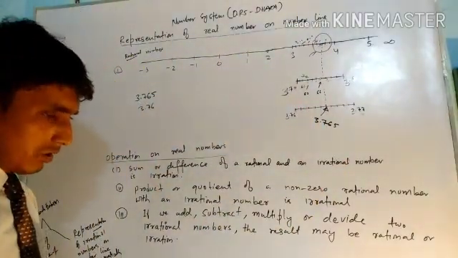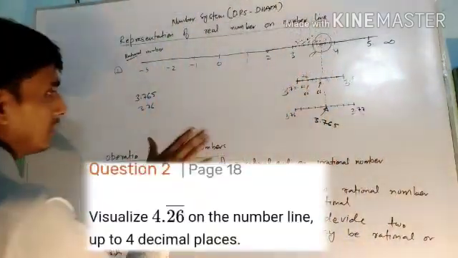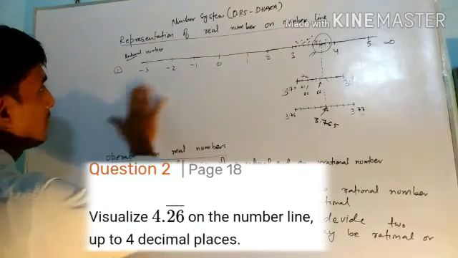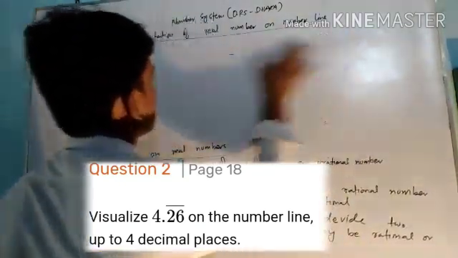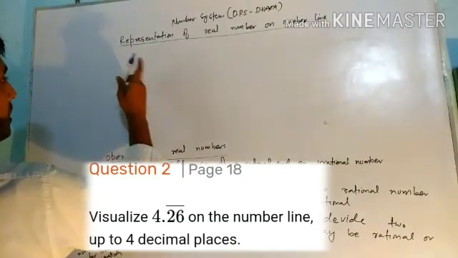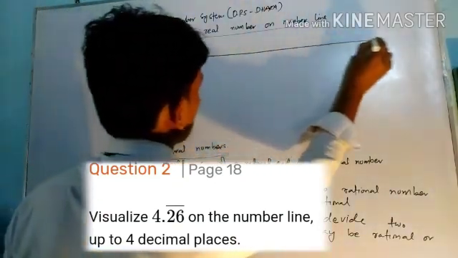Okay. Similarly, the next question of this chapter, exercise 1.4. Again, we have to represent it on the number line. Suppose this is a number line.